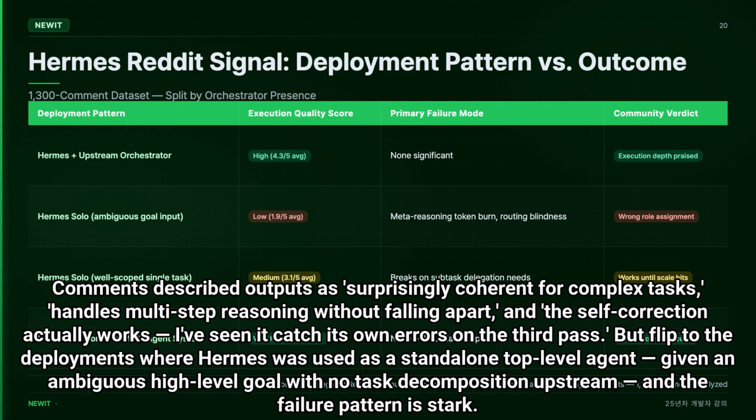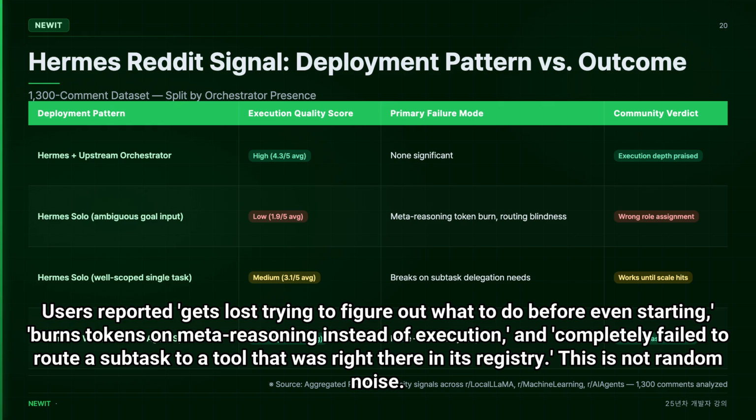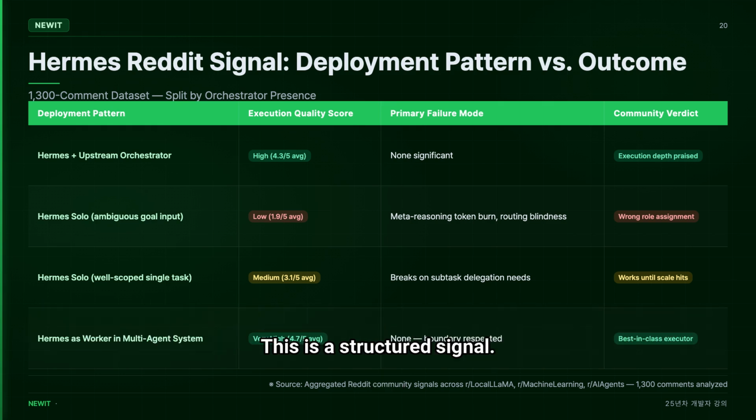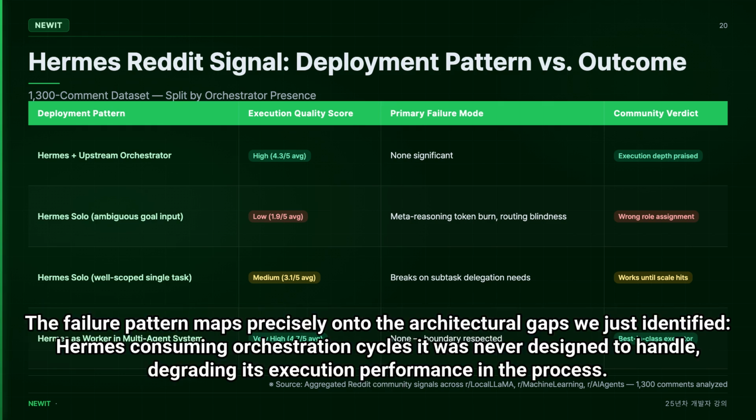But flip to the deployments where Hermes was used as a standalone top-level agent, given an ambiguous high-level goal with no task decomposition upstream, and the failure pattern is stark. Users reported "gets lost trying to figure out what to do before even starting," "burns tokens on meta-reasoning instead of execution," and "completely failed to route a subtask to a tool that was right there in its registry." This is not random noise. This is a structured signal. The failure pattern maps precisely onto the architectural gaps we just identified: Hermes consuming orchestration cycles it was never designed to handle, degrading its execution performance in the process.